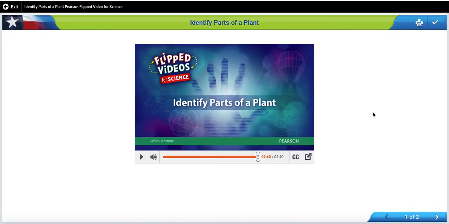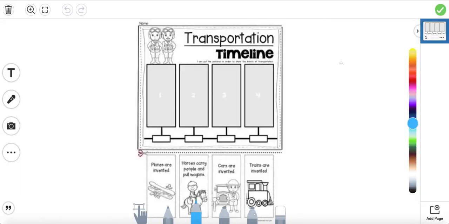Okay, so next we're going to move on to social studies. For social studies, we have been talking about time and different things of how life used to be then and how life is now. So today we're going to be doing a timeline on transportation. So let's go ahead and let's look. Here we have planes are invented, horses carry people and pull wagons, cars are invented, trains are invented.